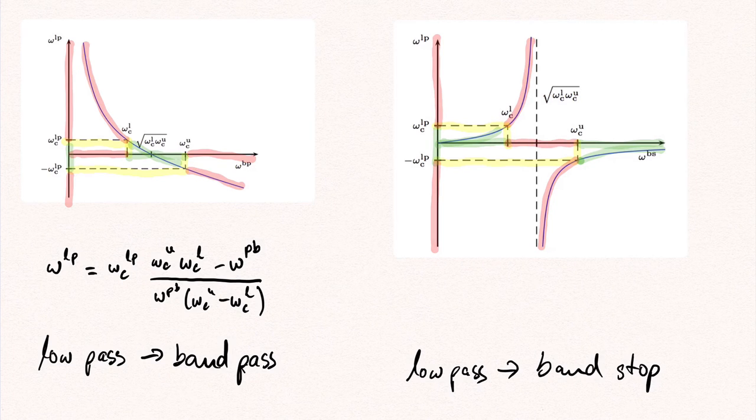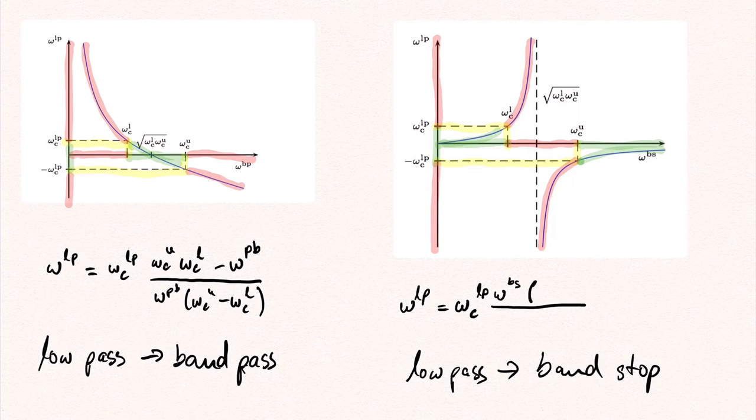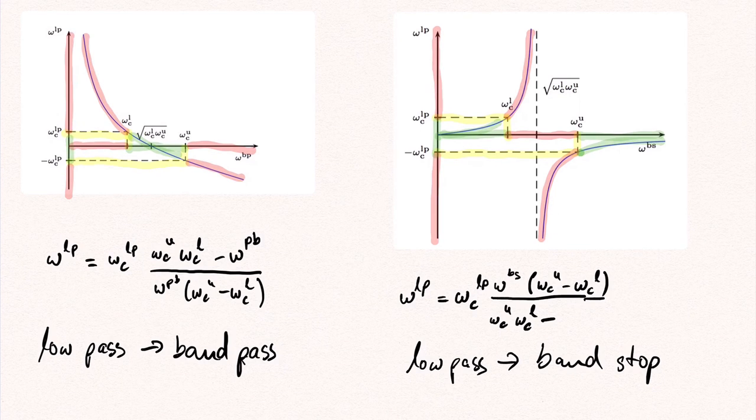In formulas, this can be expressed as ωLP, the frequency range of the low-pass filter, is equal to the cutoff frequency of the low-pass filter times the frequency range of the new band-stop or notch filter times the difference of the cutoff frequencies of the notch filter, divided by the product of the two cutoff frequencies of the notch filter minus the new frequency range of the band-stop or notch filter.